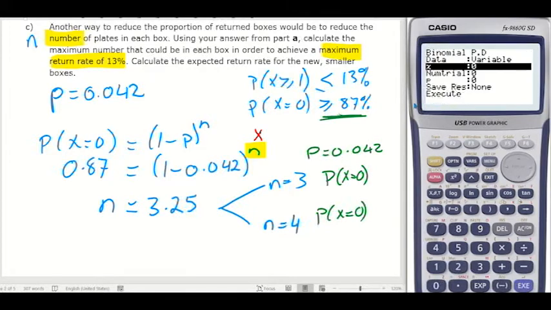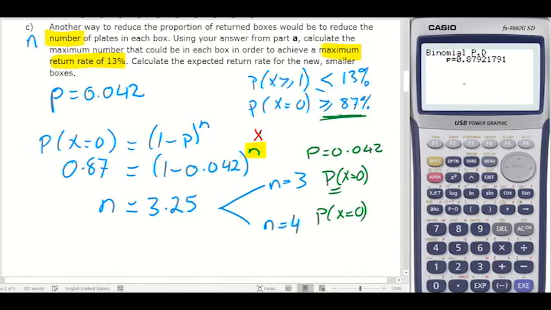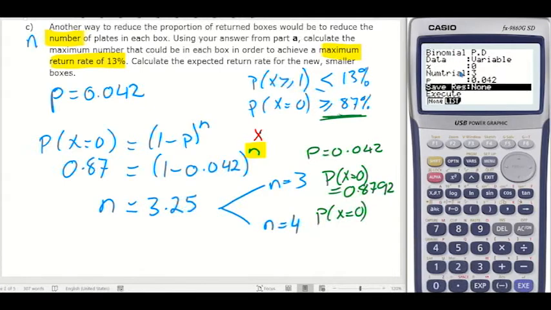So I'm going to put in x of 0. I'm going to start with the number of trials of 3, with a probability for a single plate of 0.042, and that gives me there a probability of a box of no broken plates. If there are 3 in there, that would have an 87.9% chance of containing no broken plates. Then I'm going to just try the same thing, so I'm going to do number of trials is 4, and that gives me an answer there of 84%.